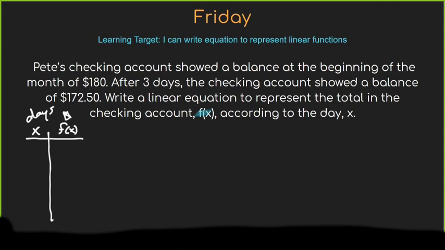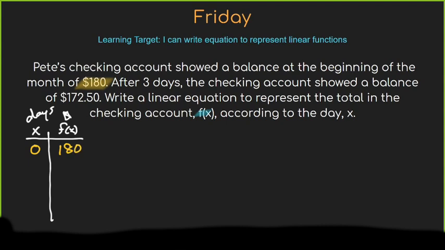And I know that there are 2 different pieces of information they gave me in here. If I read really slow, it says Pete's checking account showed the balance at the beginning of the month, and it was $180. So I want you to think about how many days is that. Show me with your fingers real quick, how many days is that? So that's the amount of money he had after how many days? Yeah, it says it's the start of the month, so that means no days have passed. So at 0 days, he had $180.